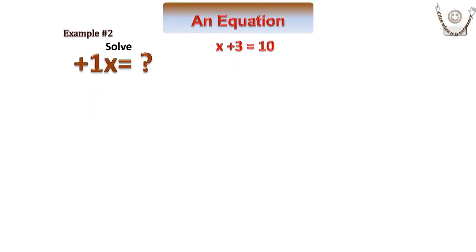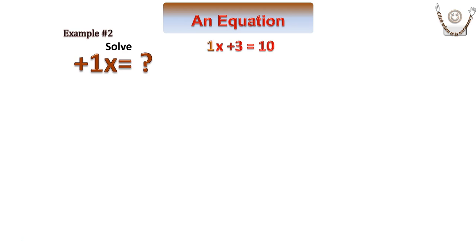Now, the same example we will try to solve using the algebraic approach. Positive 1x and positive 3 is 10. We are looking for positive 1x. So positive 1x is supposed to be on the left. How can we do this?